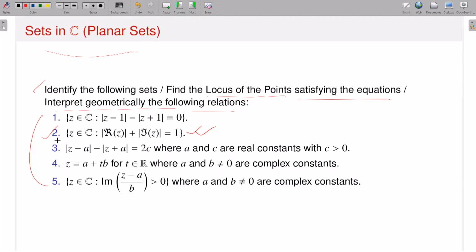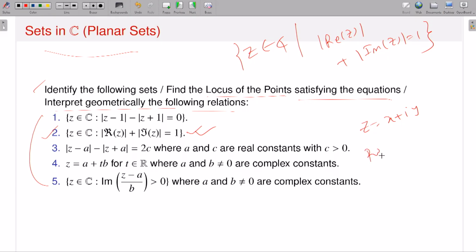For example, I am just going to solve point 2. So what is my set? My set is the collection of all those z such that modulus of the real part of z plus modulus of the imaginary part of z is exactly equal to 1. That's what I want. Now let me do it more explicitly. Let z be equal to x plus iy. This is a complex number, this is a representation of a complex number.